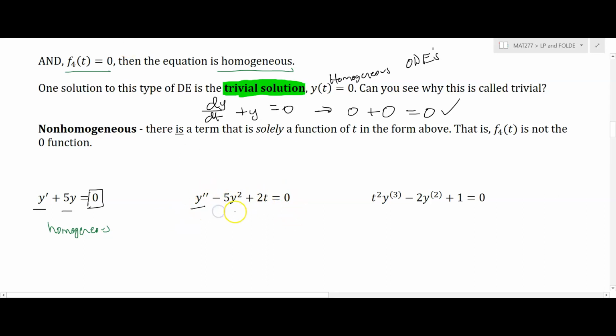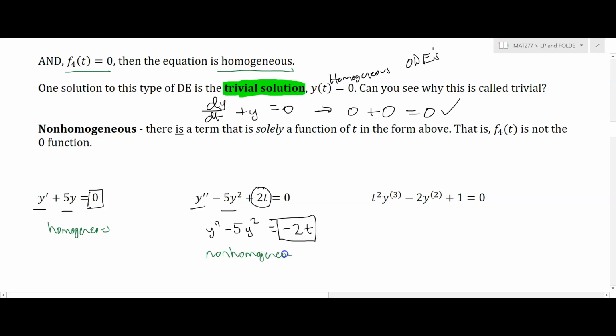Now in this one, I see a function of y on the left, and another function of y on the left. But wait a minute, I've got this plus 2t here. That doesn't belong on the left. On the left, we only want to keep functions of y. So we have this second order nonlinear equation, and if I move that over, I now see that what's on the left is not equal to 0. And therefore, this equation is non-homogeneous.